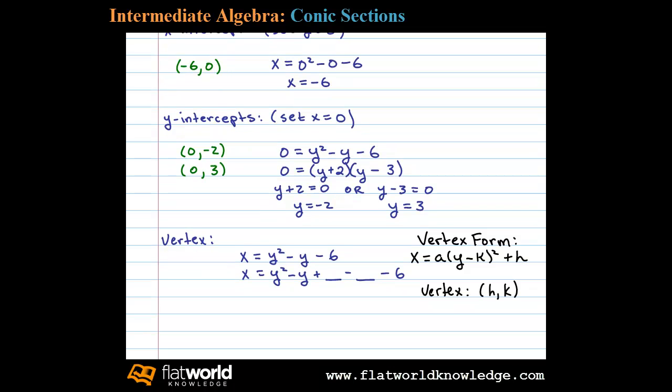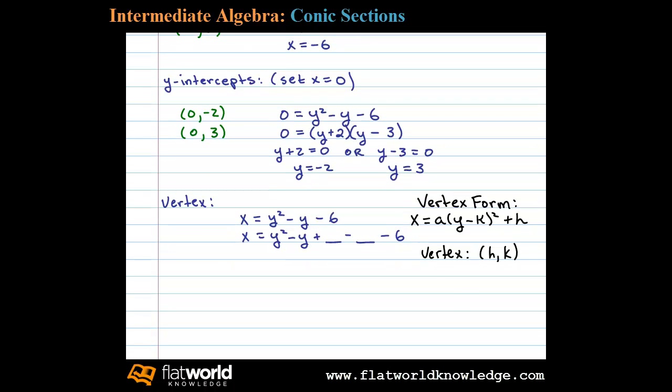So we'll be adding some number and then at the same time subtracting the same exact number. Now the number that completes the square, remember, is b over 2 squared. So in this case, b is negative 1. So negative 1 over 2 squared gives us 1/4. And so that's the number we're going to use to complete the square. We'll add 1/4 and subtract 1/4 to the right side of the equation and then factor this resulting trinomial here.